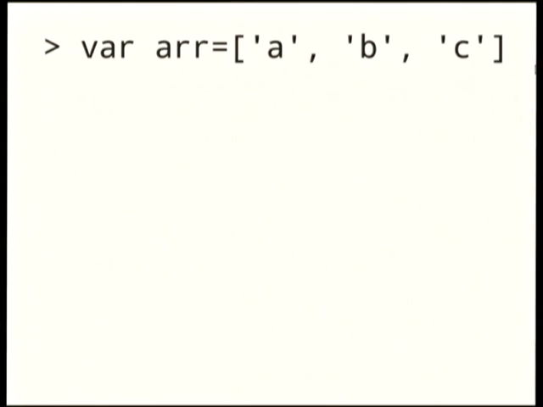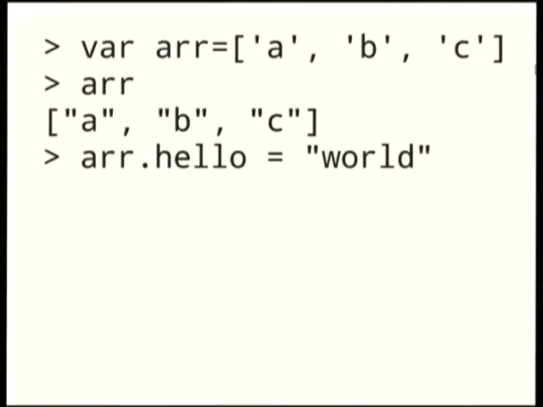Wat. So if we want to start actually playing around with arrays and objects, we can initialize an array that's ABC. And then if we wanted to, say, associate a key, hello, as in world, it would do that.